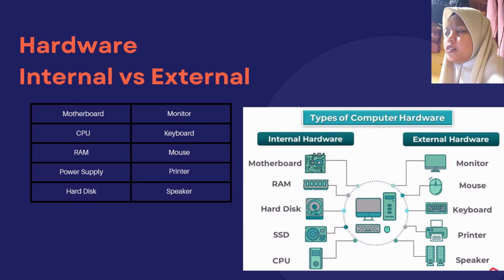Hardware can be categorized in two types: internal and external. Internal components include the CPU, RAM, and motherboard, while external ones include the monitor, keyboard, and printer.